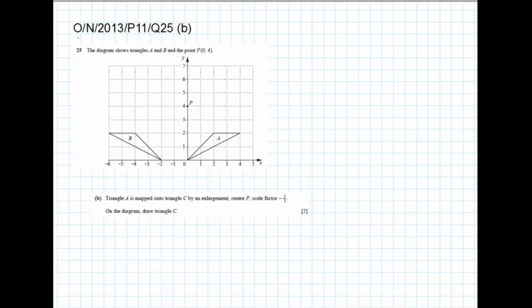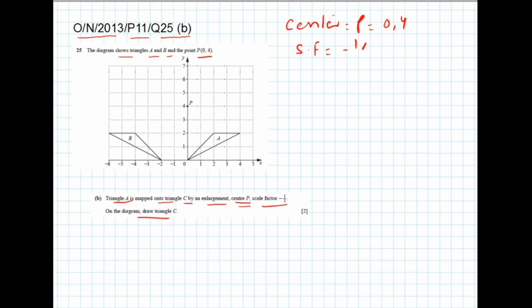The next question of past paper is October-November 2013, question number 25, part B. The diagram shows triangle A and B and the point P 0, 4. Triangle A is mapped onto triangle C by enlargement, center P, scale factor is equal to -1/2. On the diagram, draw triangle C. Here center of enlargement P is given, that is 0, 4 and the scale factor -1/2.